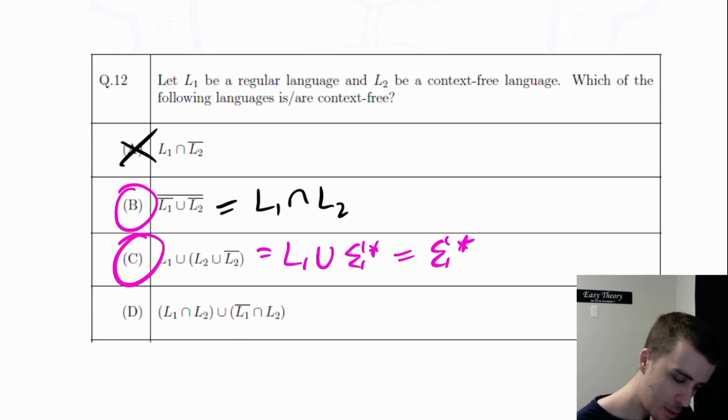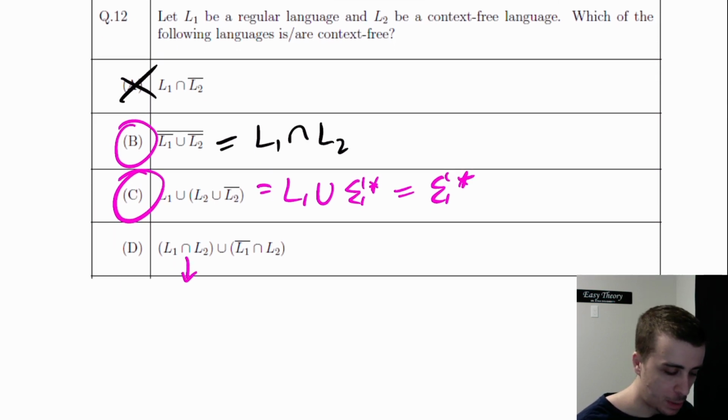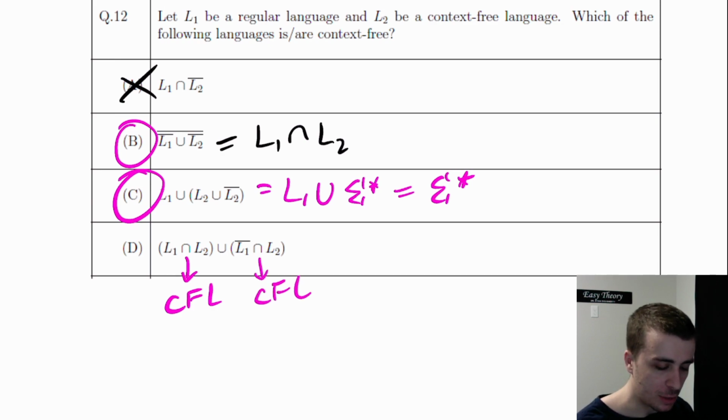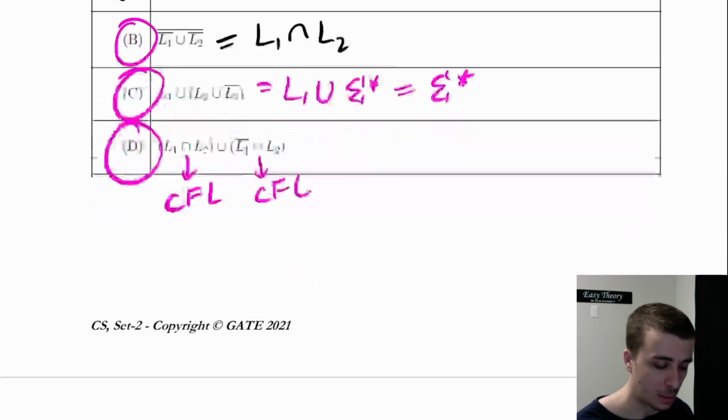This one, we may have to do this in parts. This part we saw before is a context-free language. And this one is also a context-free language because regular languages are closed under complement. And we're unioning them together. So a CFL union a CFL is also a CFL. So I would say all 3 of these are correct, so A is not correct here.